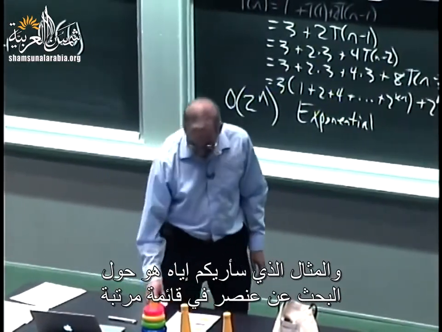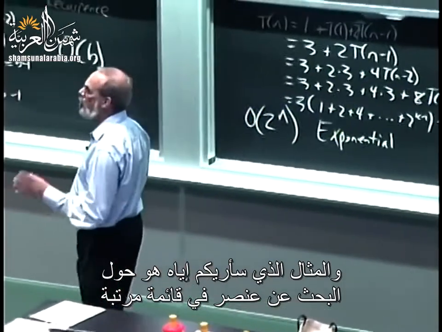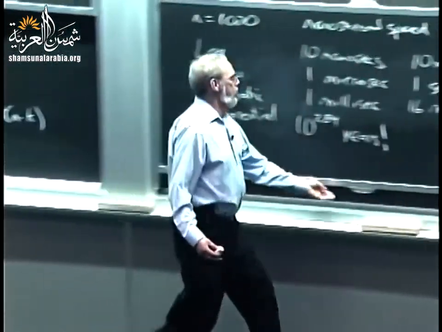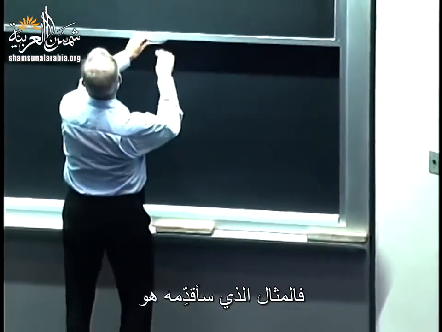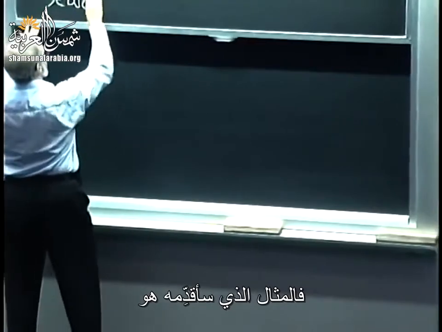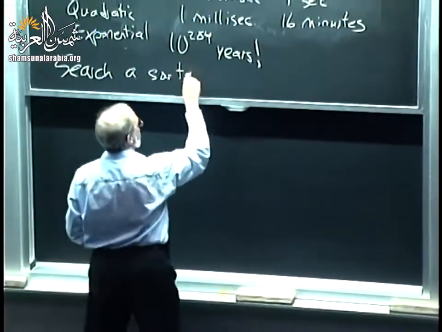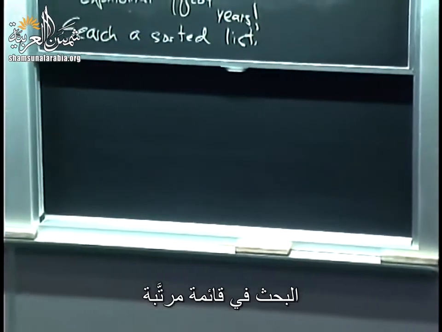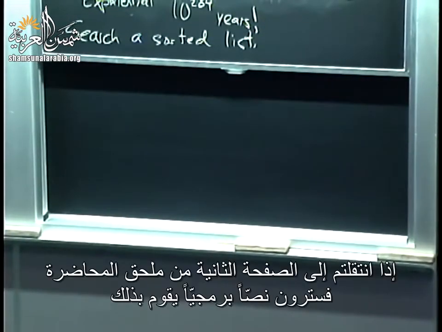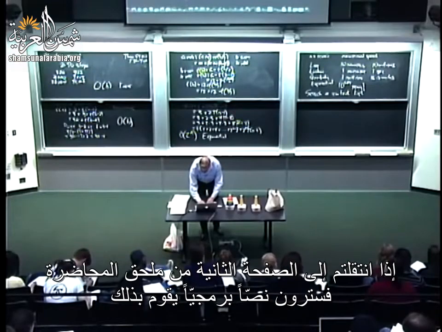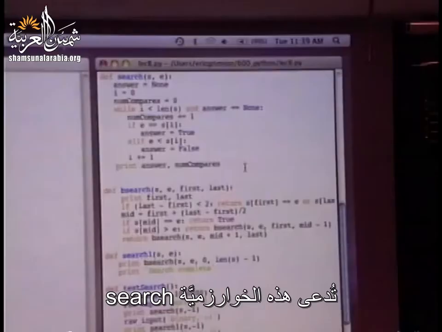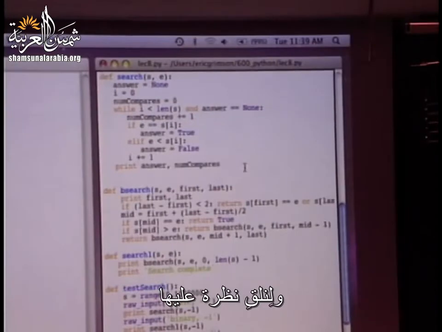And the example I want to look at is, suppose I want to search a list that I know is sorted to see if an element's in the list. Okay? So the example I'm going to do, I want to search a sorted list. If you flip to the second side of your handout, you'll see that I have a piece of code there that does this. Let me back up slightly. This is the algorithm called search. And let's take a look at it.